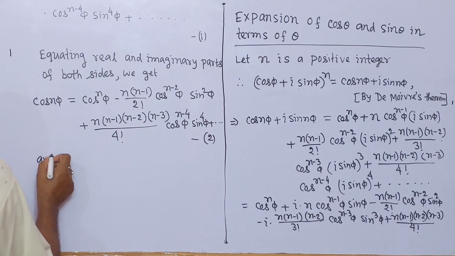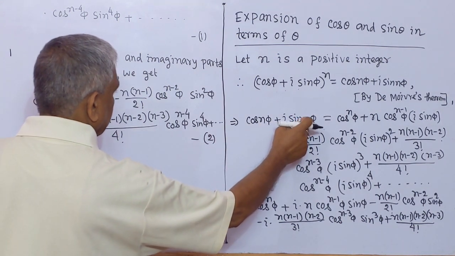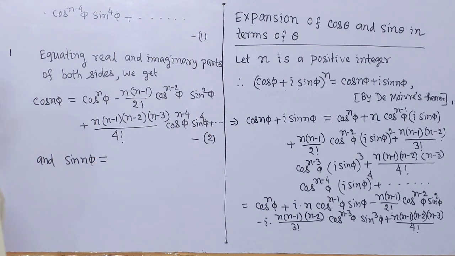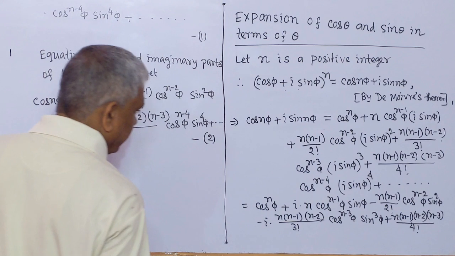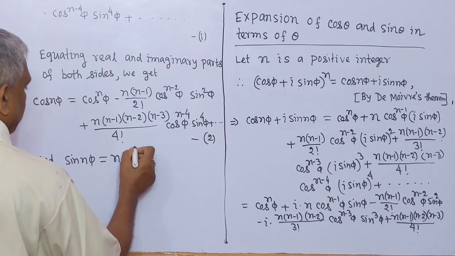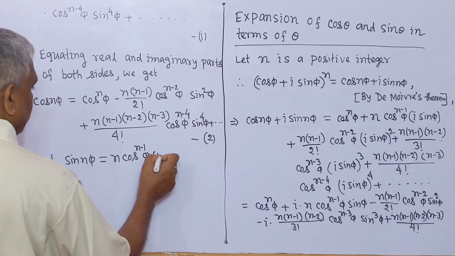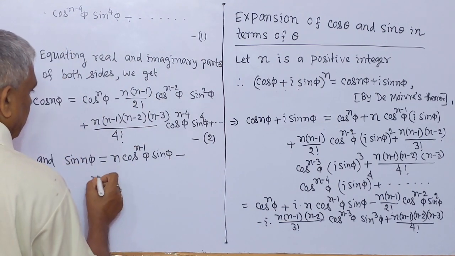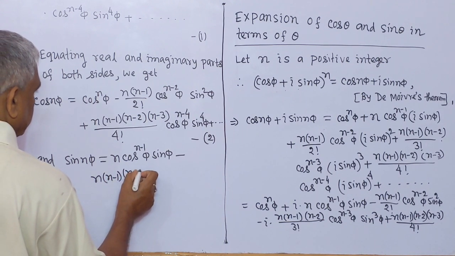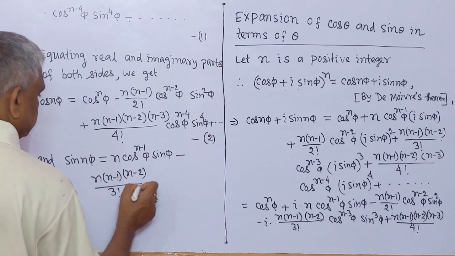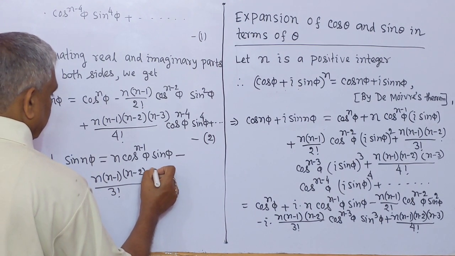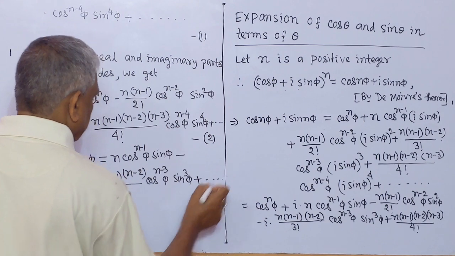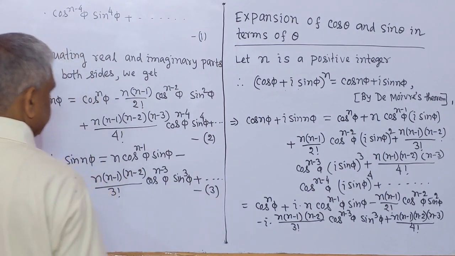And the imaginary part, here sin n phi, equal to, on the right side, the imaginary part: n cos to the power n minus 1 phi sin phi, minus n(n minus 1)(n minus 2) by factorial 3, cos to the power n minus 3 phi, sin cube phi, plus dot dot dot. This is number 3.